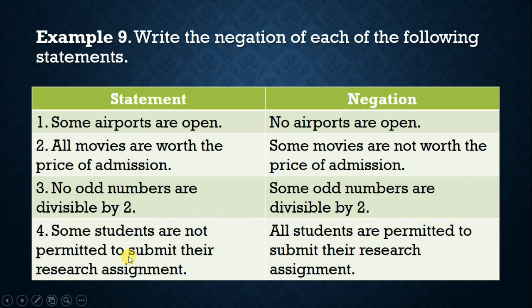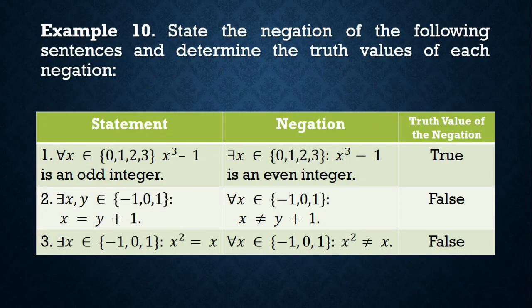Number 4, some students are not permitted to submit their research assignment. The negation of that one is all students are permitted to submit their research assignment. Another example: state the negation of the following sentences and determine the truth value of each negation. So this is the given.